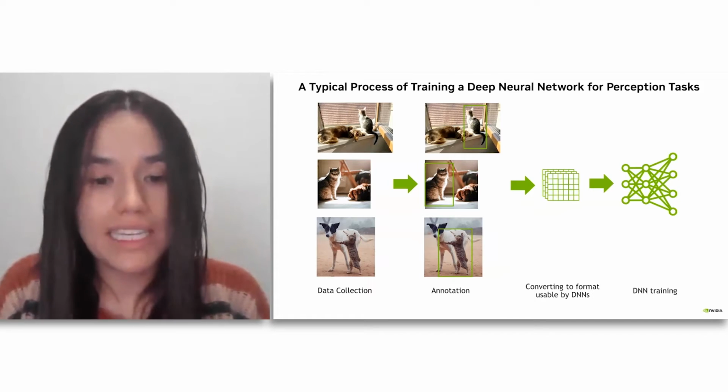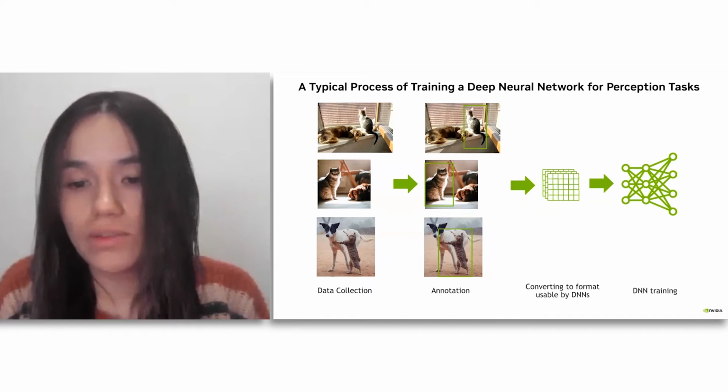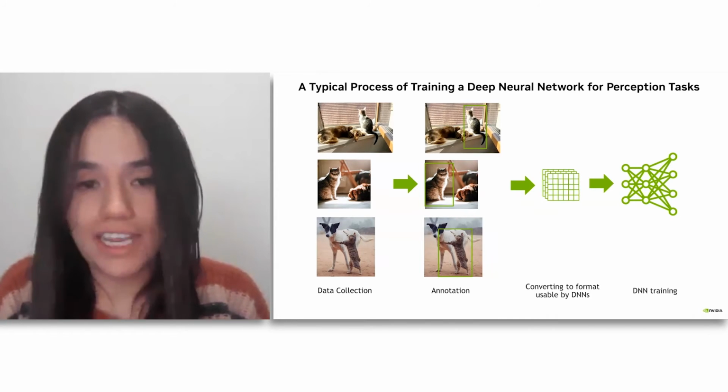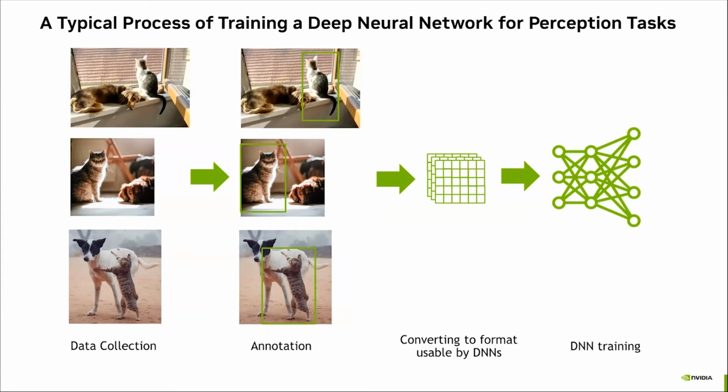A typical process for training a deep neural network for perception is quite simple. You collect data, you annotate it, you convert it to the right format, and then train the DNN. And it is as simple as it sounds, well, not quite. You might be able to do this very simply for tasks like cat detection because the internet loves cats. But that is not the case for tasks in manufacturing or logistics, where the data sets are quite limited.